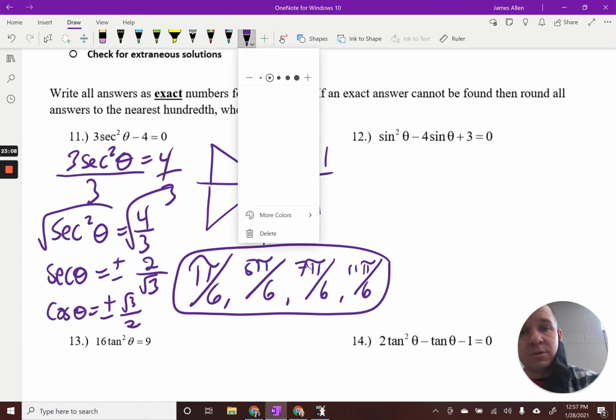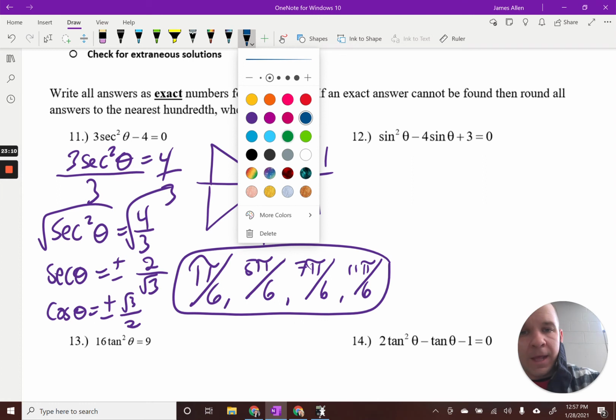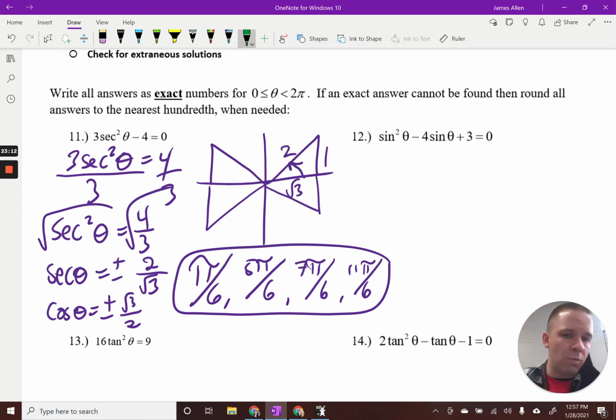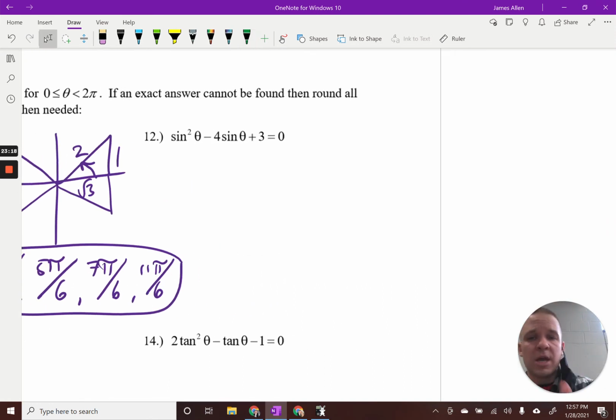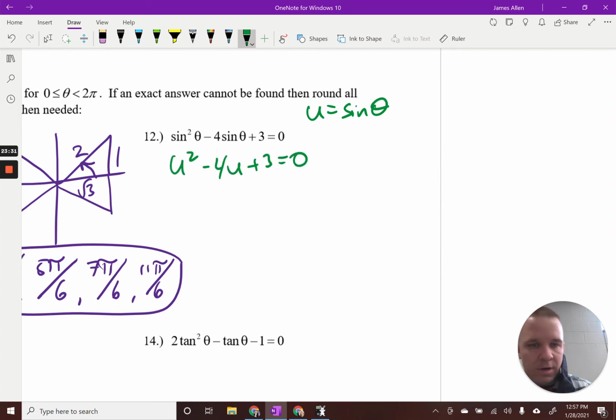Oh boy, this one looks interesting. All right. Now, some of you will avoid the U substitution just because you don't like it, but I'm going to go with U substitution. It's the proper mathematical way of going about this. So if I say that U is equal to sine of theta, and I were to then change this into U squared minus 4U plus 3 is equal to 0.